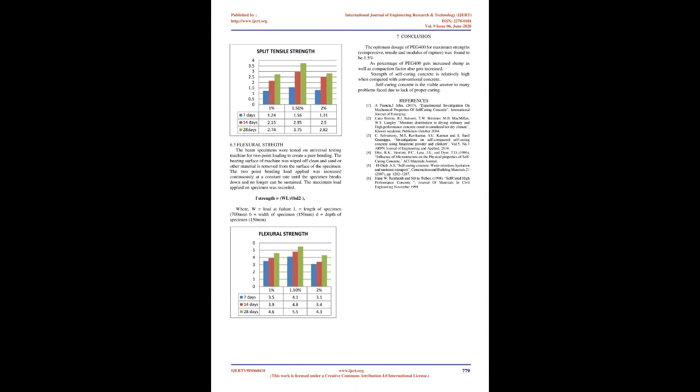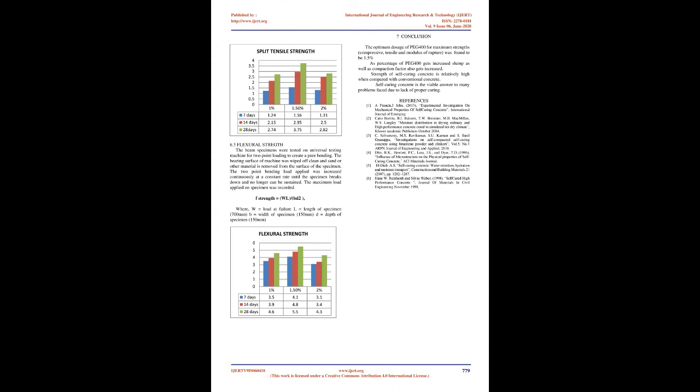Compressive strength. 6.2 Split tensile strength. The cylinder specimens were tested on a compression testing machine of capacity 3000 kN. The bearing surface of the machine was wiped clean and sand or other material removed from the surface of the specimen. The load applied was increased continuously at a constant rate until the resistance of the specimen to the increasing load breaks down and no longer can be sustained. The maximum load applied on the specimen was recorded. Split tensile strength equals 2P/πDL, where P equals load, D equals diameter of the cylinder, and L equals length of the cylinder. The following graph shows the variation of split tensile strength with addition of PEG.